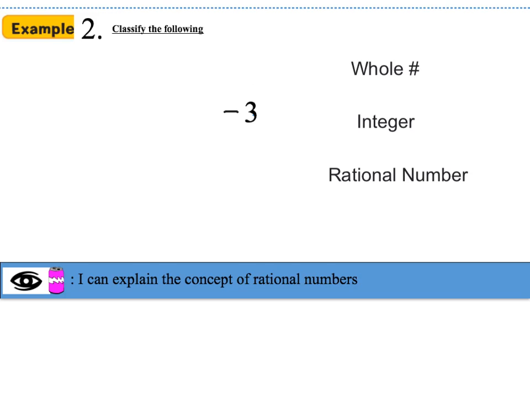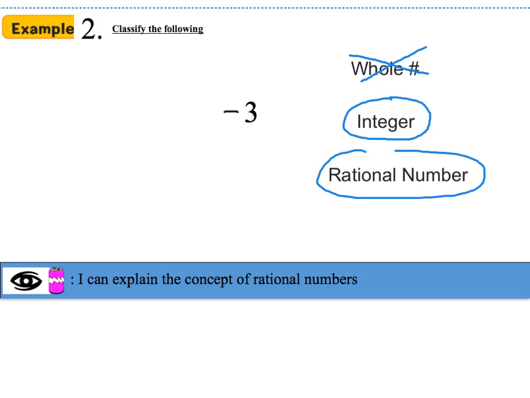So example 2 is asking us to classify -3. We know that -3 is a negative number, so it cannot be a whole number. So it doesn't fit into the classification of the yellow circle from the key concepts. We know that -3 is a negative whole number, so it does fit into the classification of the red circle from the key concepts. So we can call -3 an integer. We can also call -3 a rational number because you can write -3 as a fraction by placing a 1 below it. So we can call -3 an integer, and we can call -3 a rational number.